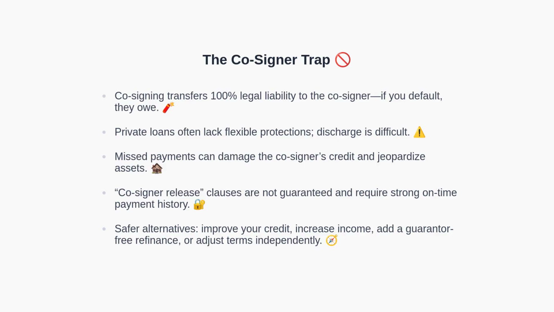A safer pathway is to improve your own credit, increase income, and seek a refinance that does not require a cosigner, or adjust repayment terms independently.